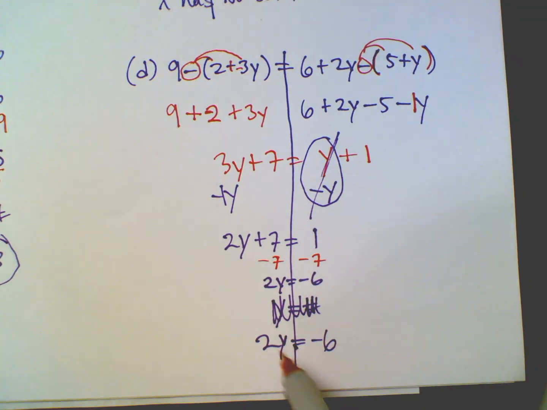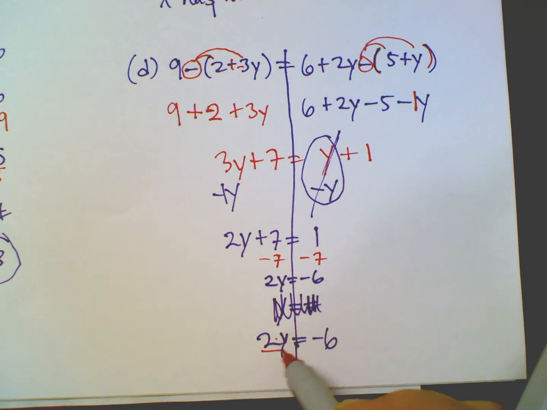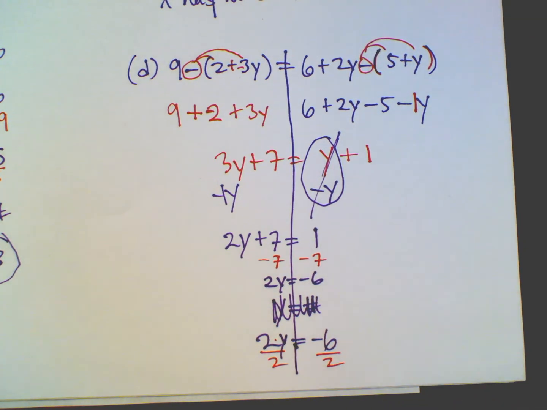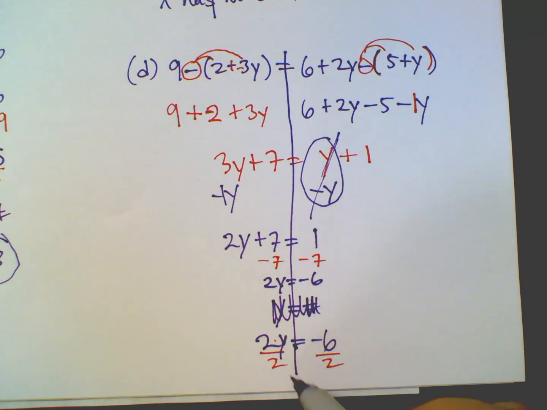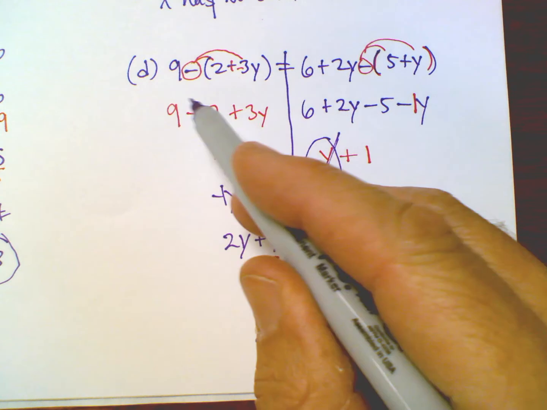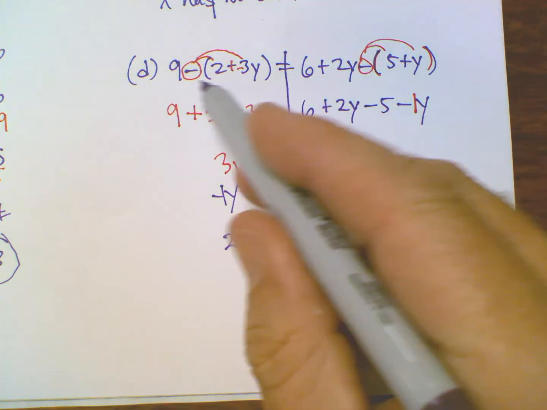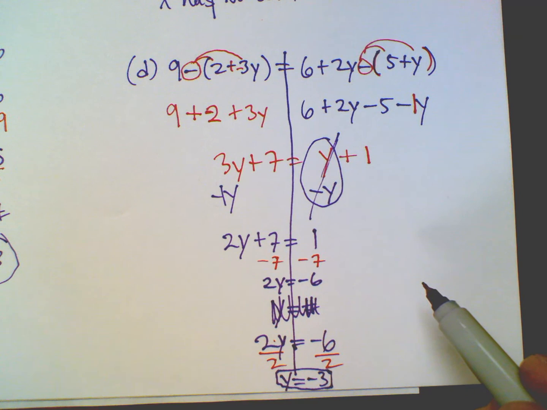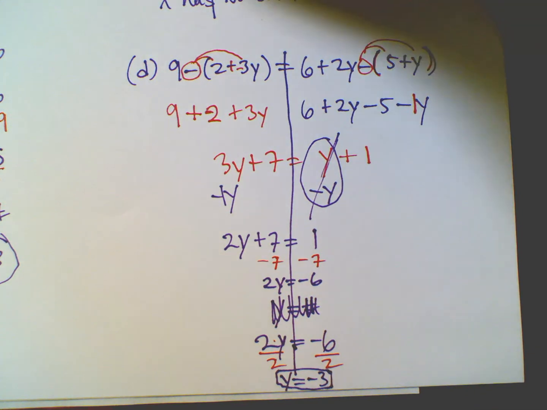The next thing is if that's 2 times y, I've got to divide both sides by 2. So that cancels. I'm left with y all by itself equals what? What is negative 6 divided by positive 2? It's negative 3. So what I discovered is that y equals negative 3 in order to make this original equation true. Y equals negative 3 in order for all of that to be a true statement. All right, there we go.